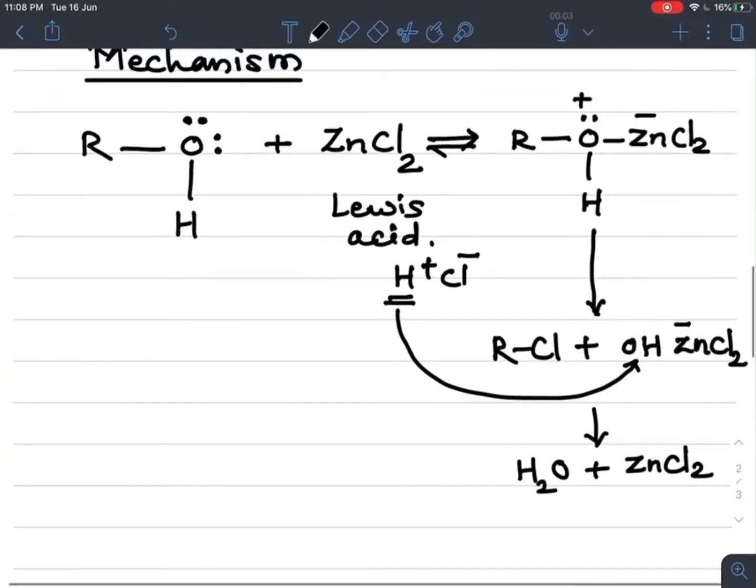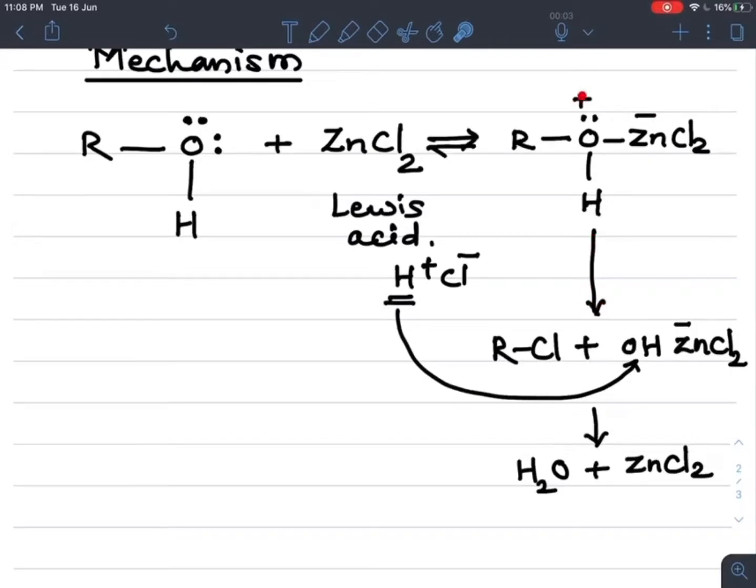So what is the mechanism? See once again. When this alcohol comes in contact with this anhydrous zinc chloride, zinc chloride is an electron deficient species and oxygen is an electron rich species. So by using these two electrons, this oxygen bonds with zinc and carries a positive charge on oxygen, negative charge on zinc. So next what happens?